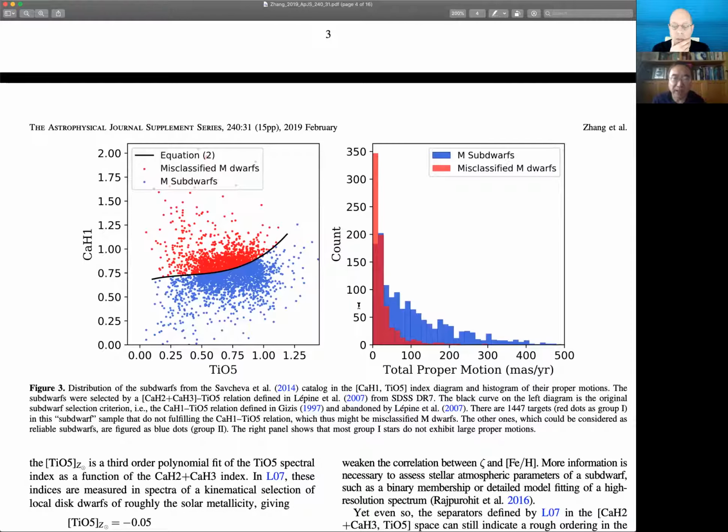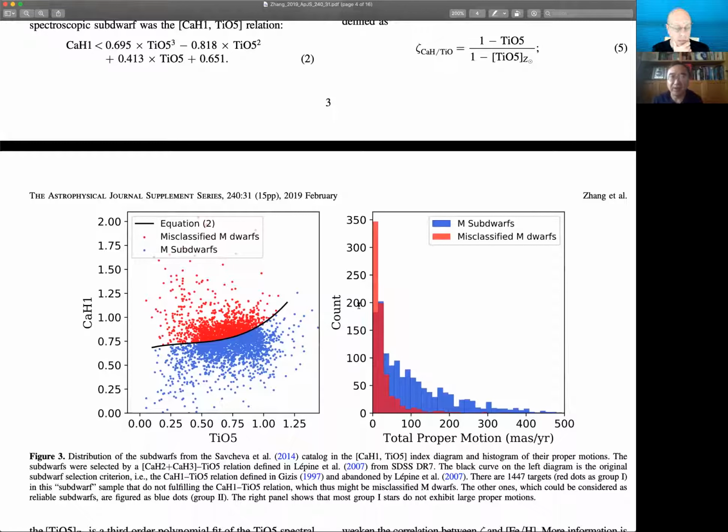Also, we have to revise Lépine's criteria about the calcium hydrides CaH2 and CaH3, and check if it's adaptable to LAMOST, because the instrument is different. So the line indices may be different. So we have to check that. So we use some labeled M-subdwarfs and combine both with some dwarfs.